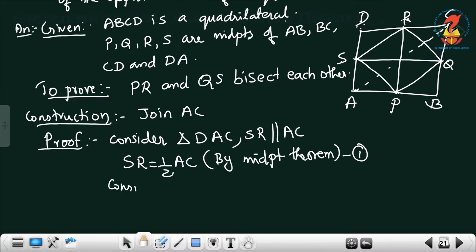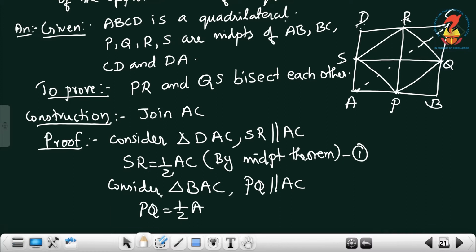Next, consider triangle BAC. PQ is parallel to AC. PQ equals half AC by the midpoint theorem. Equation number 2.